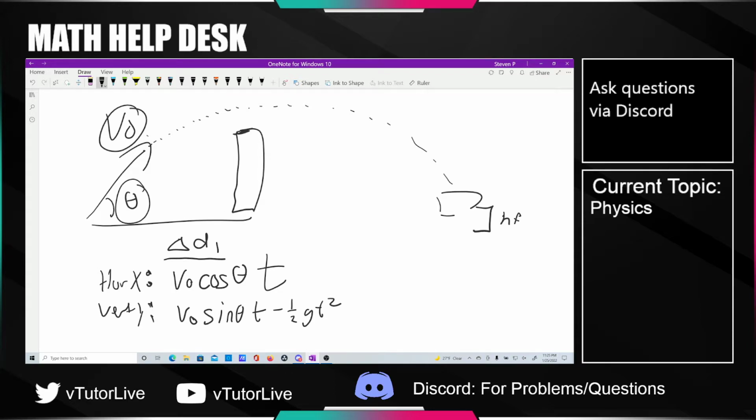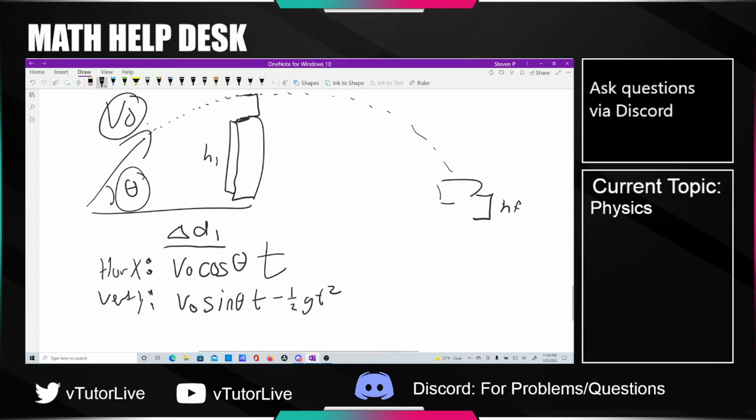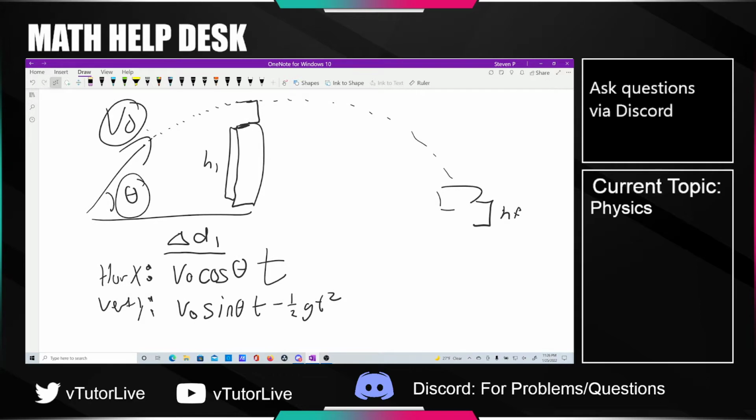But the first part of the problem asks for the clearance between, maybe I'll call this H1, the clearance between the person as they're passing over the Ferris wheel. And it's not so bad, right? To do this, you just split this up into horizontal and vertical components.